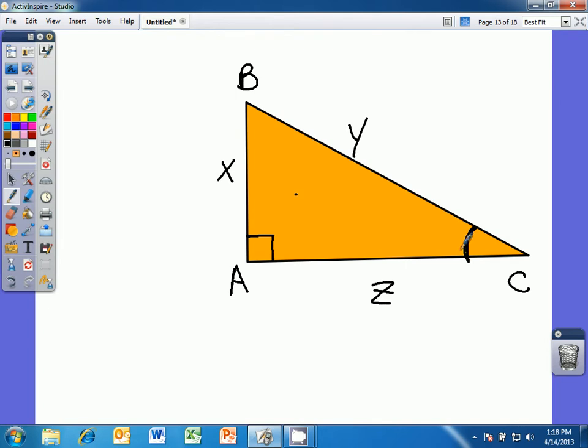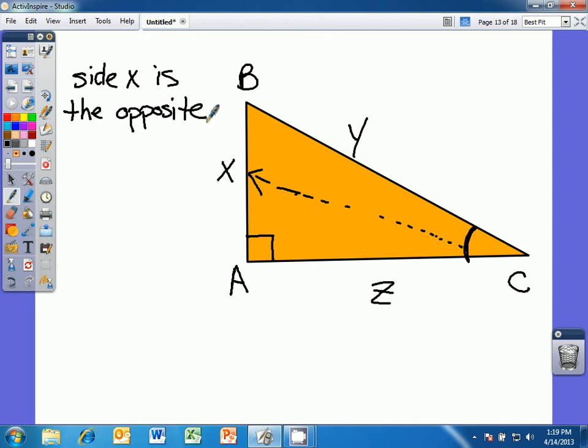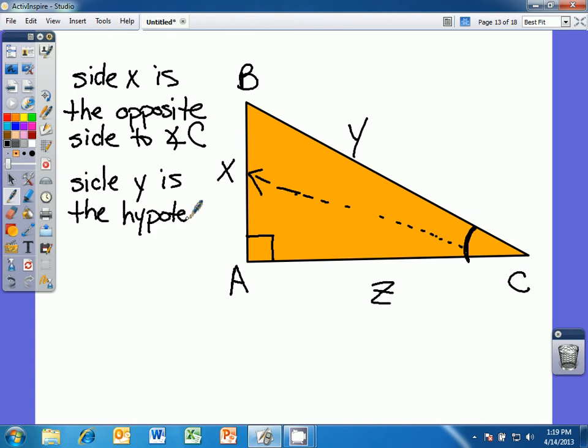If I'm standing here and I look across the triangle, side X is considered the opposite side. It's opposite the angle I'm interested in. So side X is the opposite side to angle C. Side Y is the hypotenuse. The hypotenuse is always defined as the side opposite the right angle.